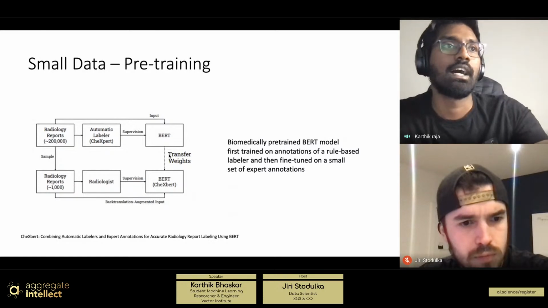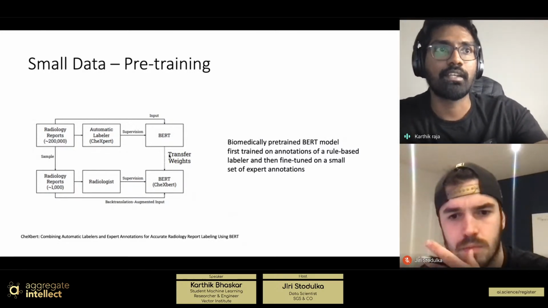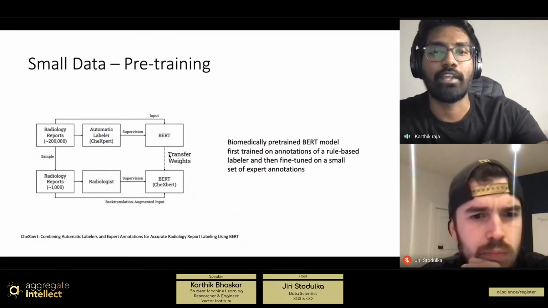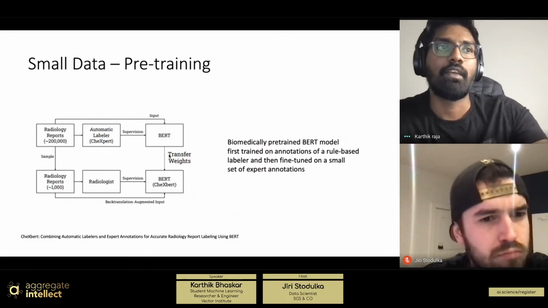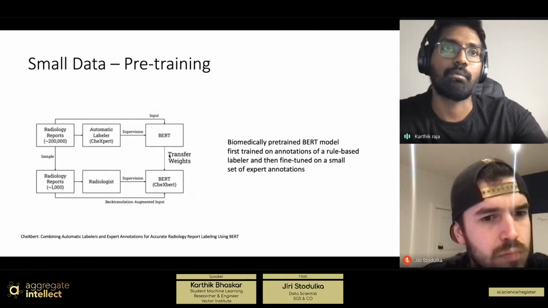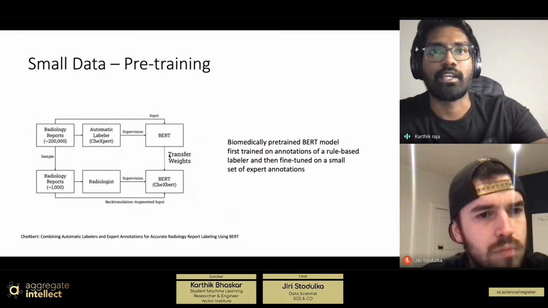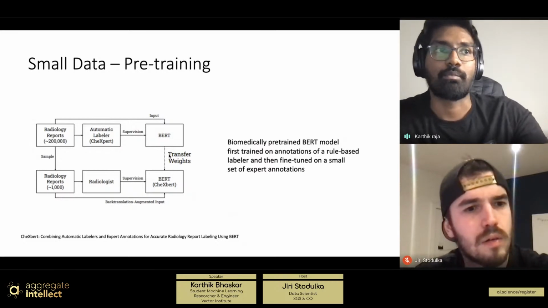The third one is pre-training. For example, in this paper, CheXbert, they use a pre-trained model to label the output of radiology reports. They use the BERT weights to annotate radiology reports using a rule-based system, and then they fine-tune the model on a sample set of expert radiology annotations to get higher accuracy. So that's how we can mitigate the small data problem.